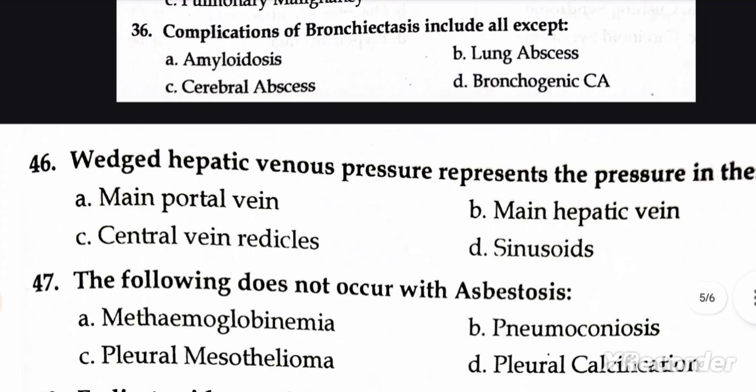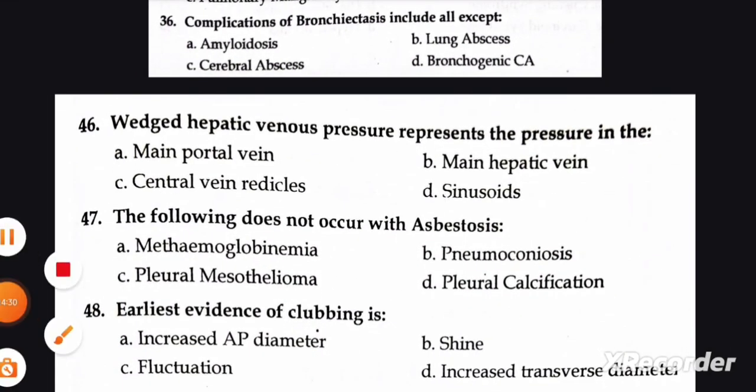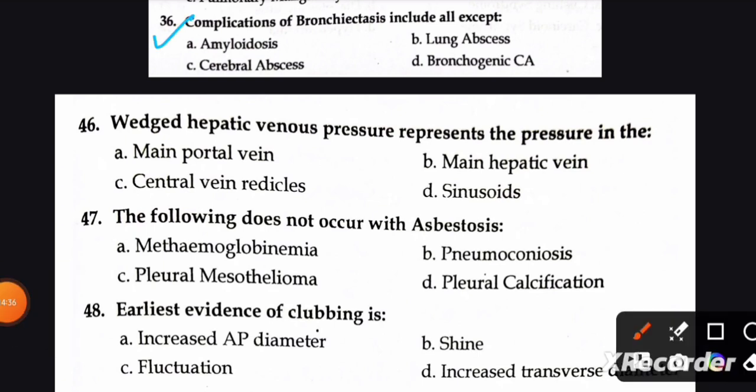Next question is complication of bronchiectasis include all except A amyloidosis, B lung abscess, C cerebral abscess, and D bronchogenic carcinoma. So right option is D, bronchogenic carcinoma.